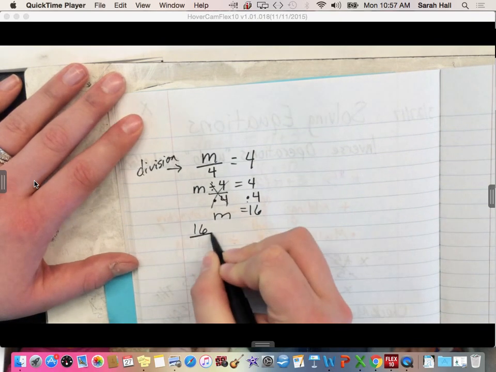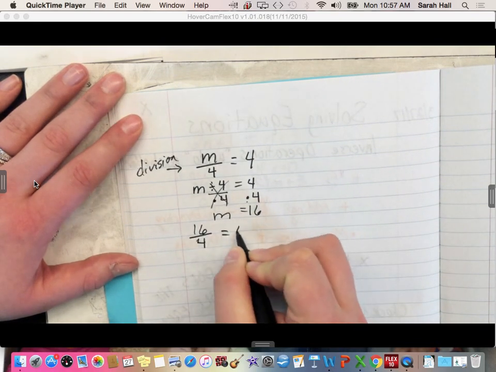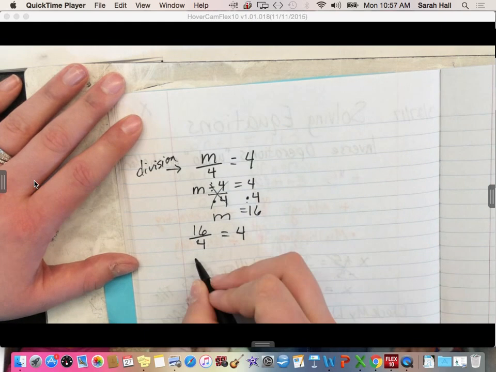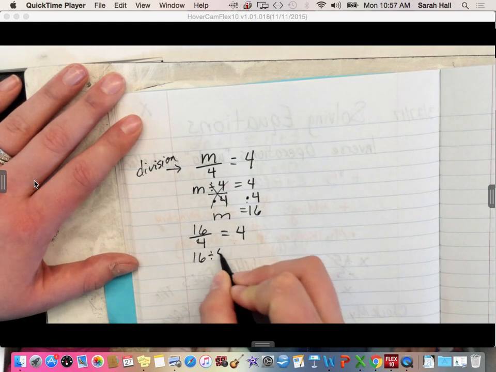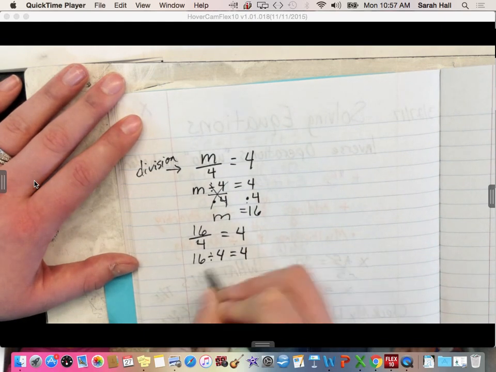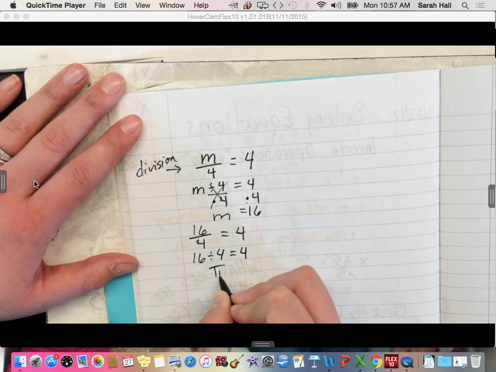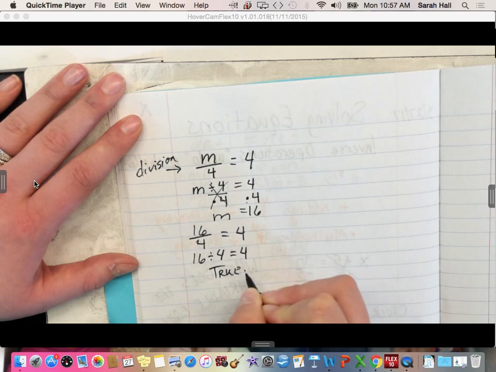Now I can check my work. They said 16 over 4 equals 4. So that's also saying 16 divided by 4 equals 4. Is this true? True. It is true, so I know that my answer is correct.